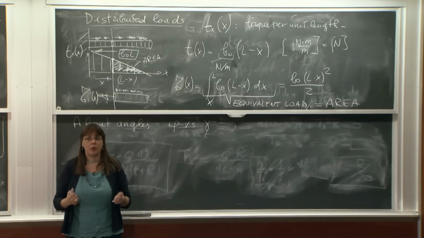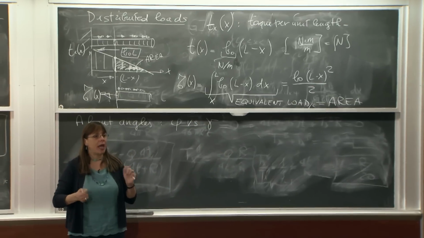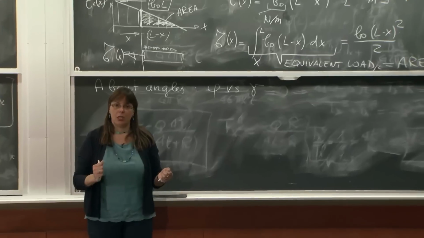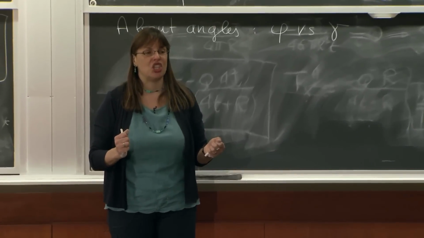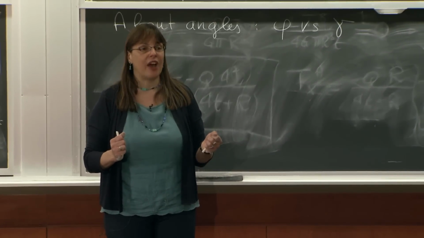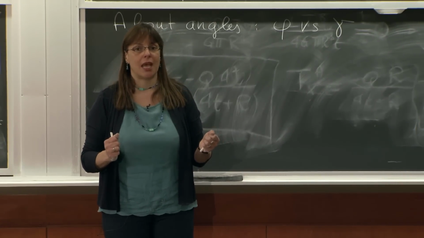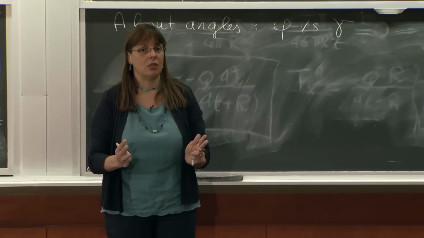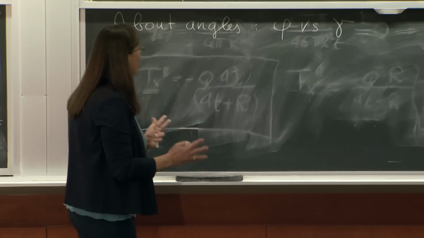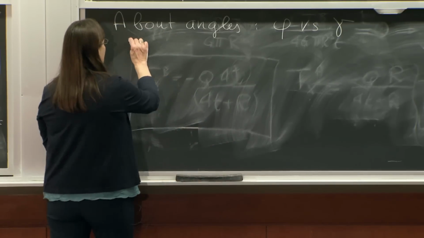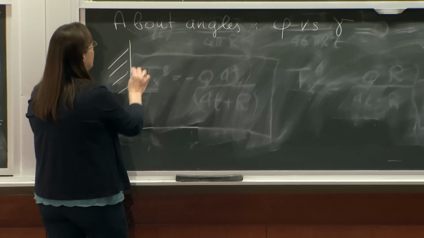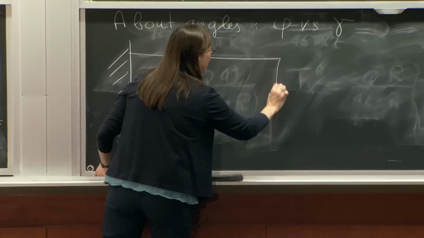Because in torsion we deal with angles, and there are 2 angles in the story of torsion. There is gamma, which is the shear strain, and there is phi, which is the rotation of the sections. Both of them are angles, and because both of them are angles, sometimes you guys get them confused. But don't forget the physics of what these things are, right?